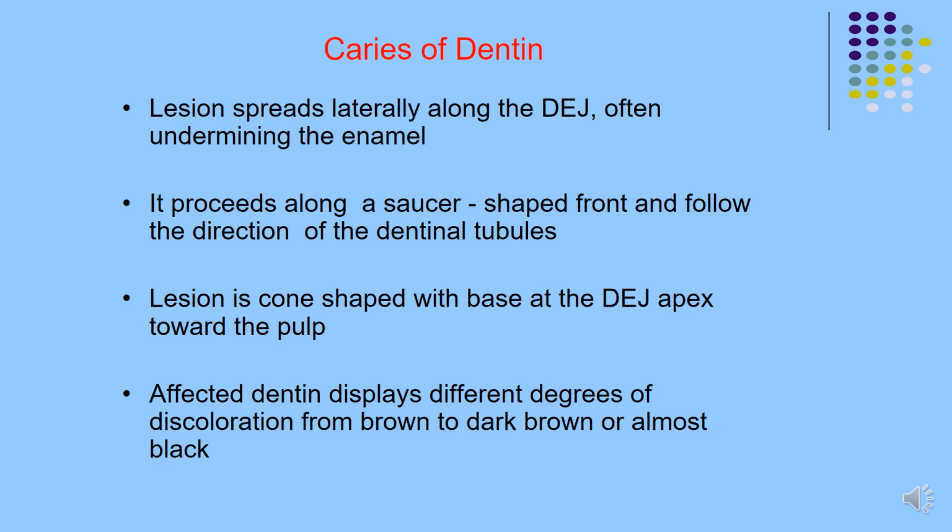So let's look at the caries of dentine. The lesion spreads laterally along the DEJ, often undermining the enamel. The reason it spreads laterally along the DEJ, as I've already explained, is because the DEJ is a hypermineralized structure. It proceeds along a saucer-shaped front and follows the direction of the dentinal tubules. The lesion is cone-shaped with the base at the DEJ and the apex towards the pulp. Affected dentine displays different degrees of discoloration, from brown to dark brown or almost black.